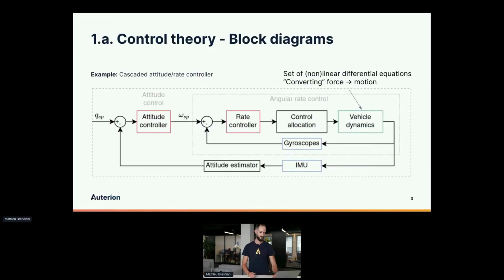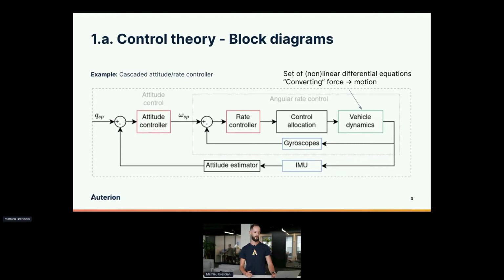So first, hopefully you can see my pointer here. I'll just make sure everyone can see the pointer. Yes. Okay. So basically, in control theory, we have block diagrams like that. And for example, here there is vehicle dynamics, which represent the mathematical and physical model of your vehicle. Take some input, some forces, output some angular rotation, and things like that. And that's basically a control loop that we have in the drone.